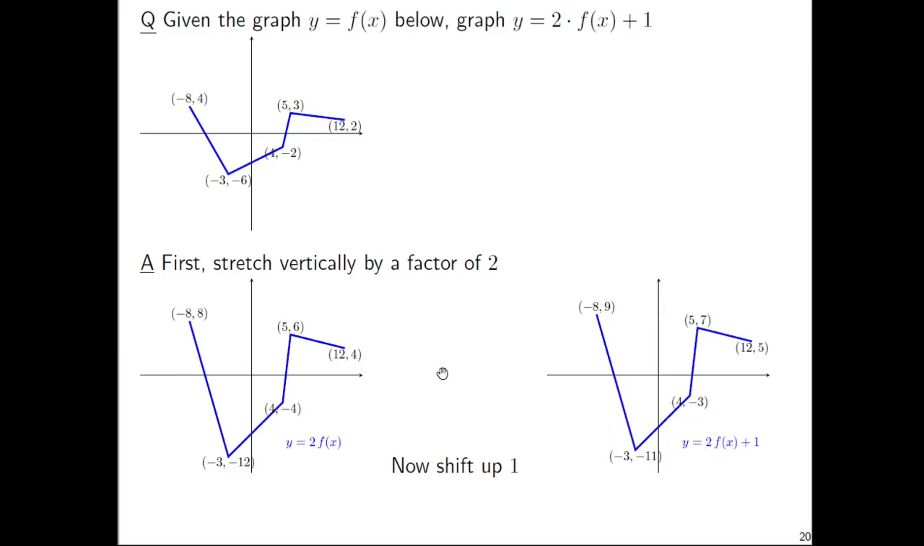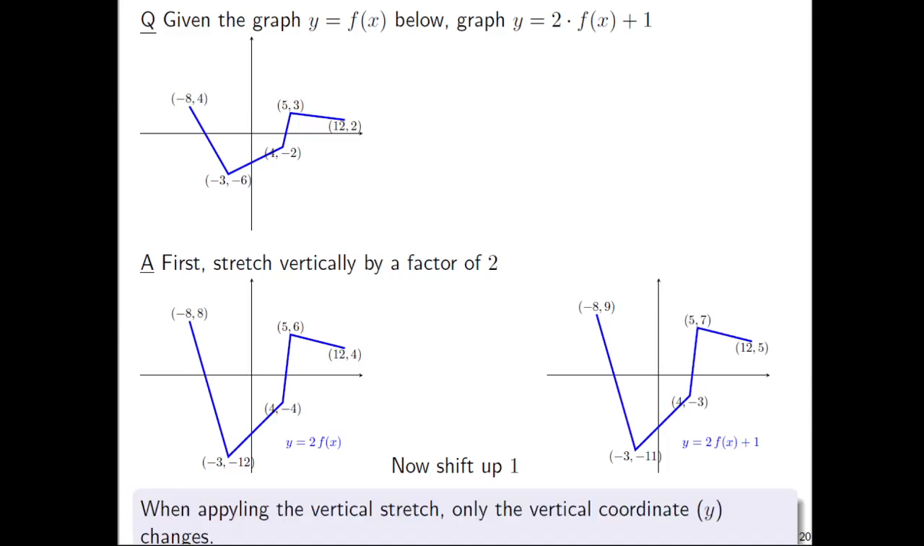So all these, and you can almost see, if you look back and forth very carefully, that this graph in blue is shifted 1 higher. So the axes have remained in place, but the picture in blue has been raised up 1 unit. Again, just to comment on this, when applying the vertical stretch, you only change the vertical coordinate, the y coordinate that is. So 5, 3 became 5, 6, right? So 5, 3 went to 5, 6, not to 10, 6, which is usually the most common error.